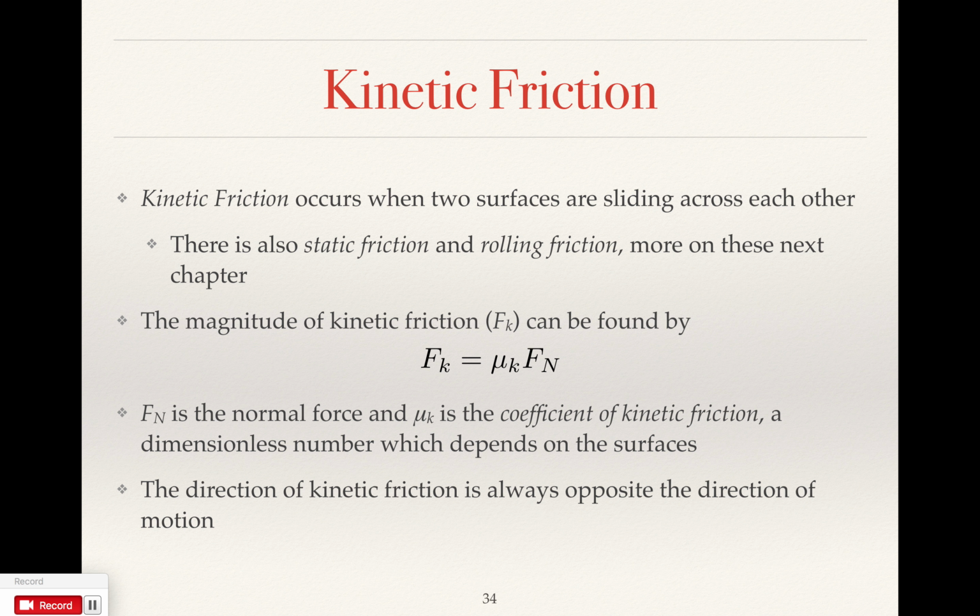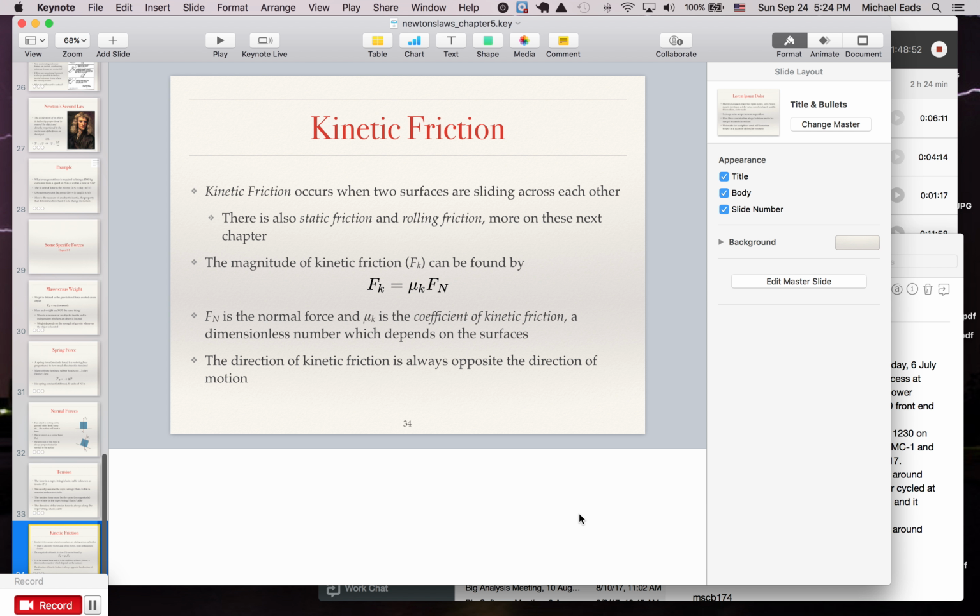And then, the equation gives us the magnitude, and the direction of kinetic friction is always opposite the direction of motion. So if you're sliding to the right, the direction of the kinetic friction force is going to be opposite to that, or to the left. And we'll actually see, for all of these specific forces, some examples in class of how exactly you use these.